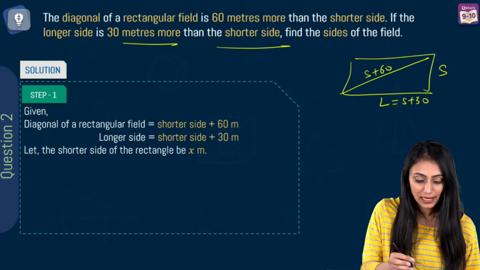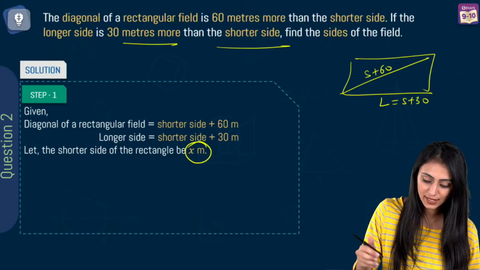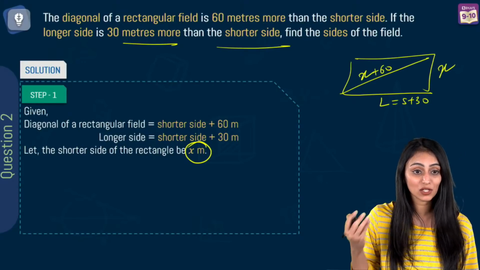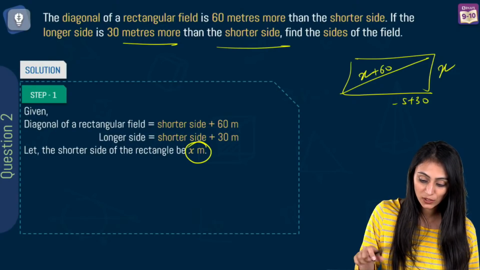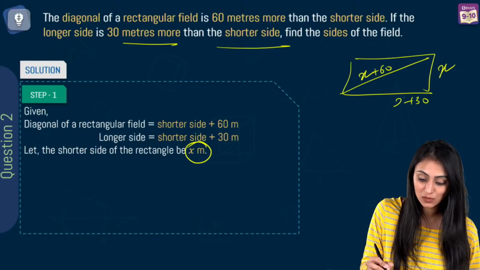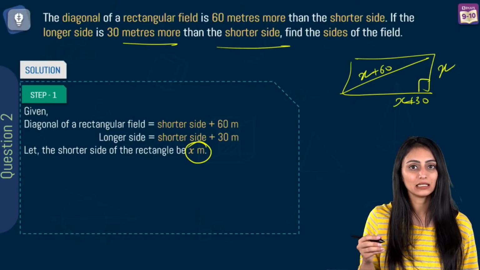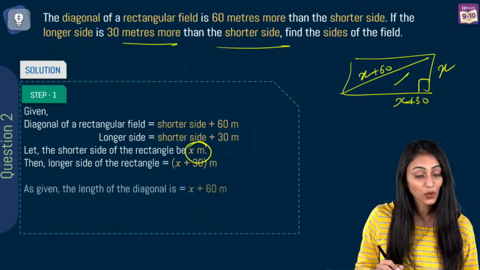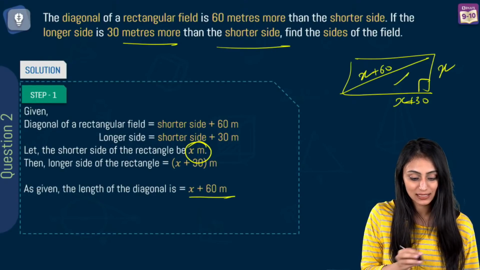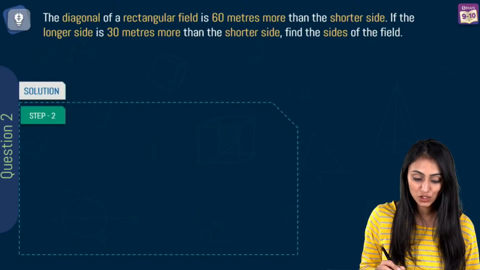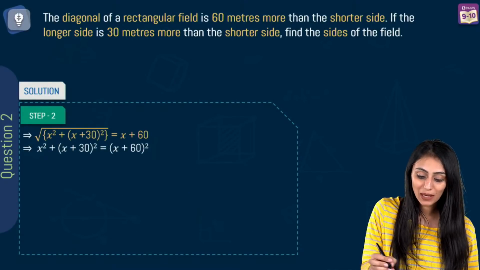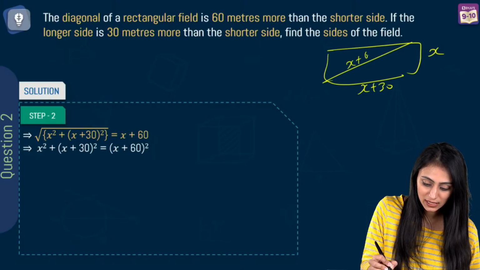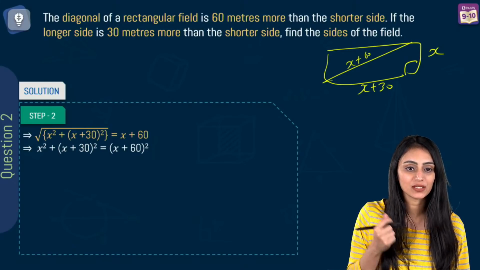So what we can do here is, let's say shorter side is x. Instead of S, let's take x. So diagonal is going to be x plus 60 since it is 60 meters more than that. And here the length is going to be x plus 30 since it is 30 meters more than that. So we all know that in a rectangle, corner angles are of 90 degrees. So a right angle triangle is formed here, right? You have the length of the diagonal, that is x plus 60, longer side is x plus 30 and shorter side is x. So we can apply the Pythagoras theorem over here.